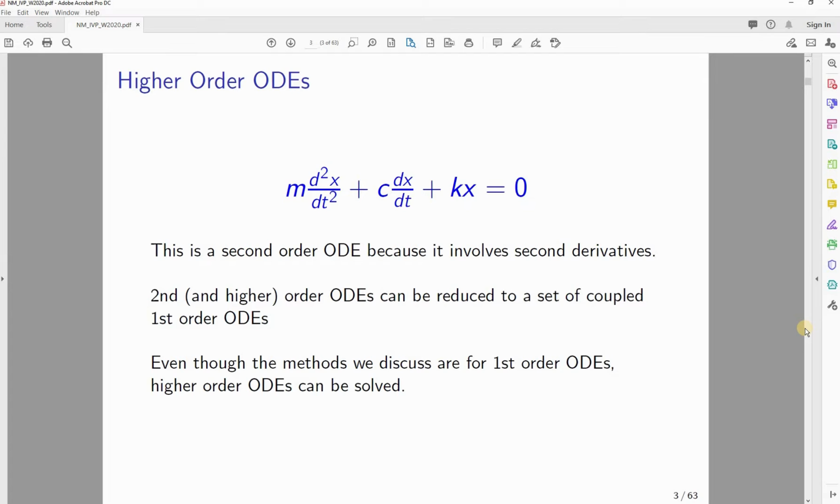Okay, and as I mentioned, sometimes we have second order ordinary differential equations, because of course it involves second derivatives. And the good news is that all these second and higher order differential equations can be reduced to just first order ODEs. And that's really nice because all the methods that we're going to talk about today are for first order ordinary differential equations, okay? And we can use these same ones for the higher order ODE stuff that we're going to talk about as well later on.